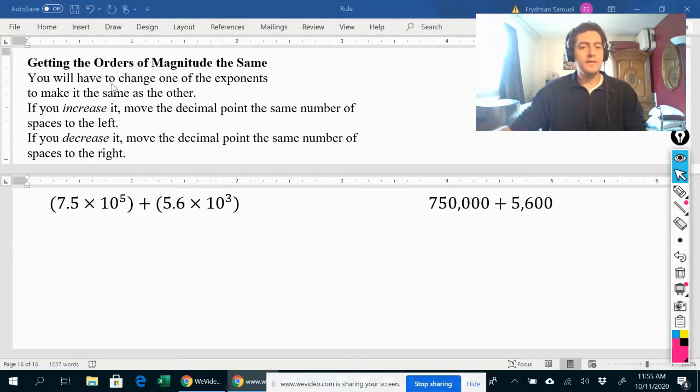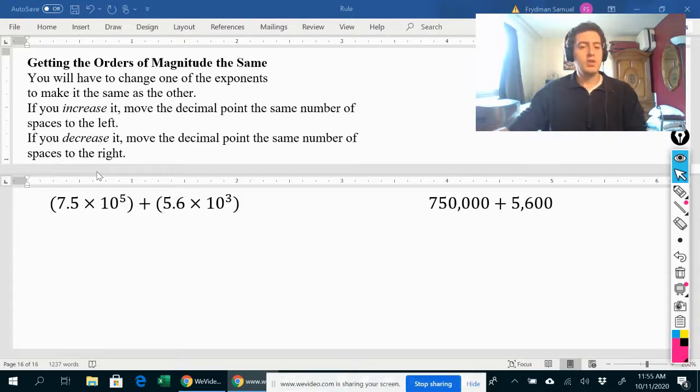Well, you will have to change one of the exponents to make it the same as the other. If you increase it, move the decimal point the same number of spaces to the left. If you decrease it, move the decimal point the same number of spaces to the right. Okay, so let's do an example here and we'll understand why these rules are the way they are and we'll see them in action.